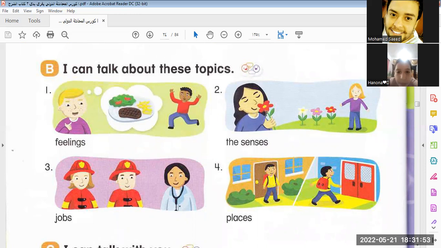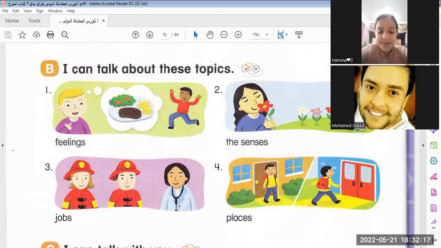Can you tell me about your senses? Okay, we have five senses. I can see with my eyes. I can hear with my ears. I can smell with my nose. I can taste with my tongue. I can touch with my hand. Thank you. Amazing. Number three. Jobs.